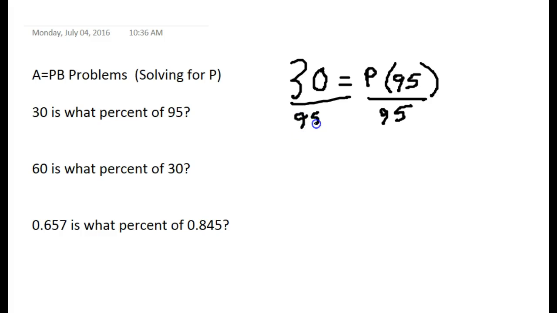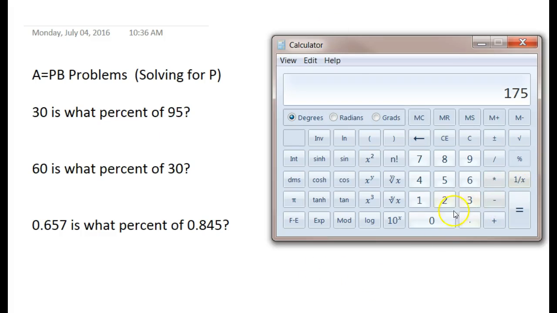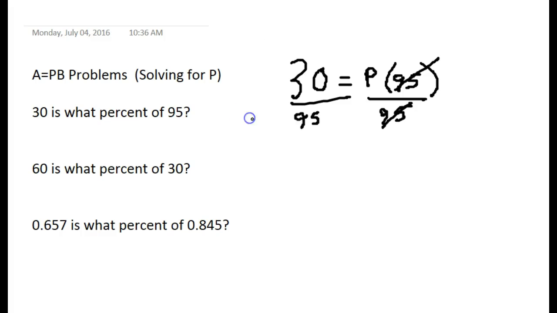And why do I do that? So these 95s will cancel out. 30 over 95 equals P. So now I've got to get my calculator out and say, well, 30 divided by 95 equals 0.3157. I'm going to round this to 4 decimal places, 0.3158. So let's say 0.3158 equals P.